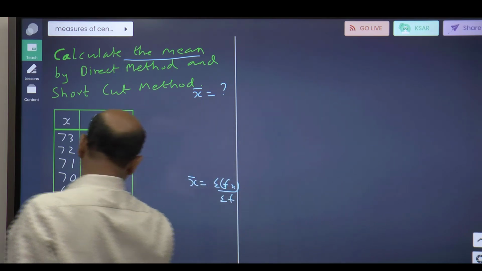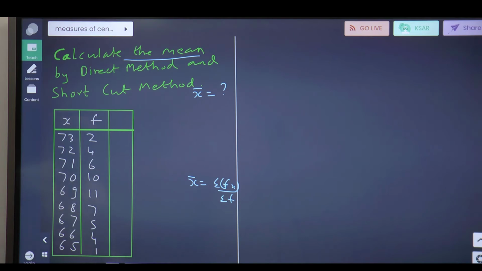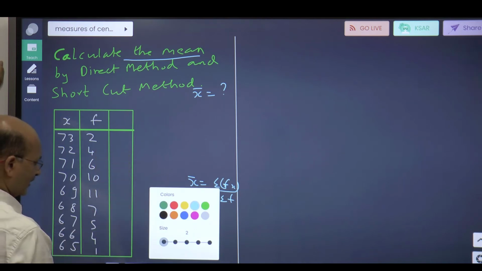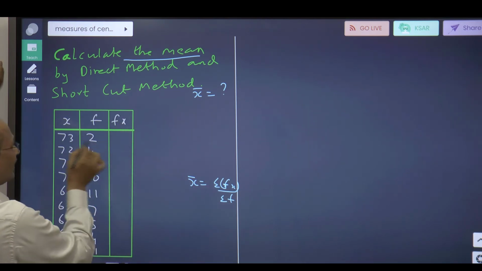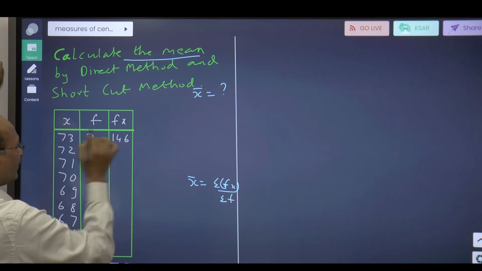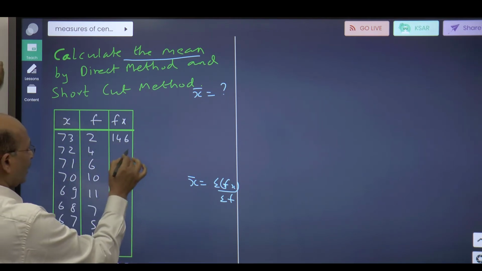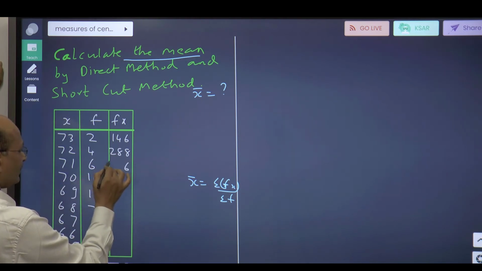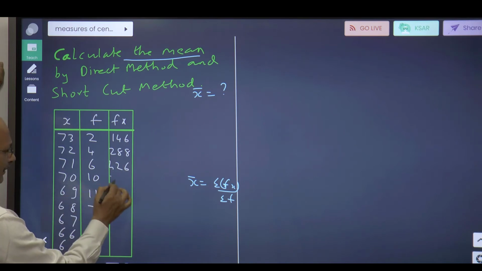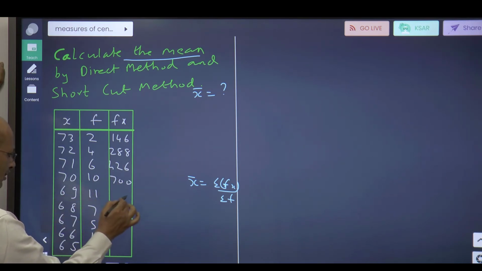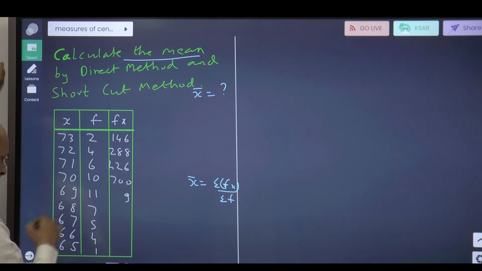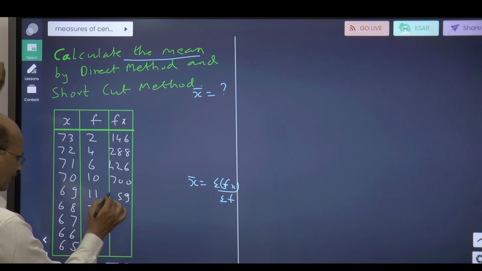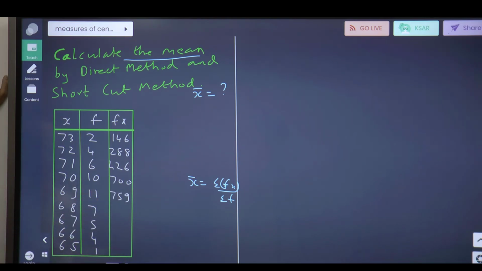Okay, let us see. Now when I look at the formula, what I see is something different. What I see is I need fx. So let us go ahead with the fx now. So fx, that is f multiplied by x. Please keep your calculator ready. 4 2s are 8, 4 7s are 28, 6 1s are 6, 6 7s are 42, then 70, 10, 700, 9, 10, 15, 7, 59.